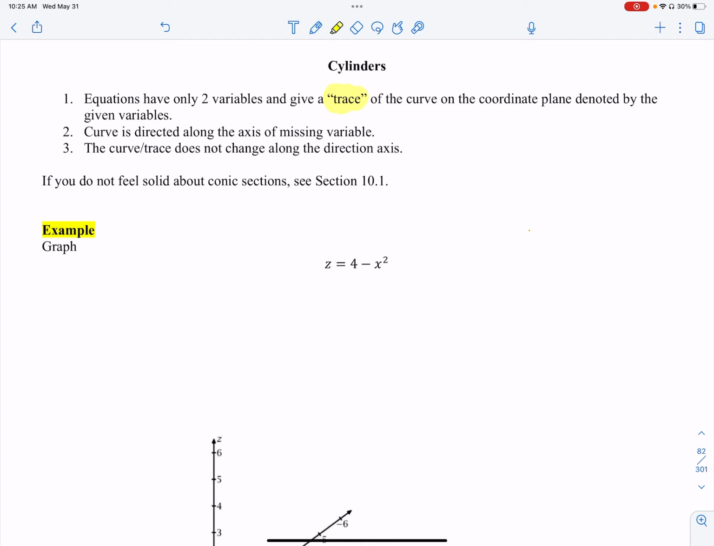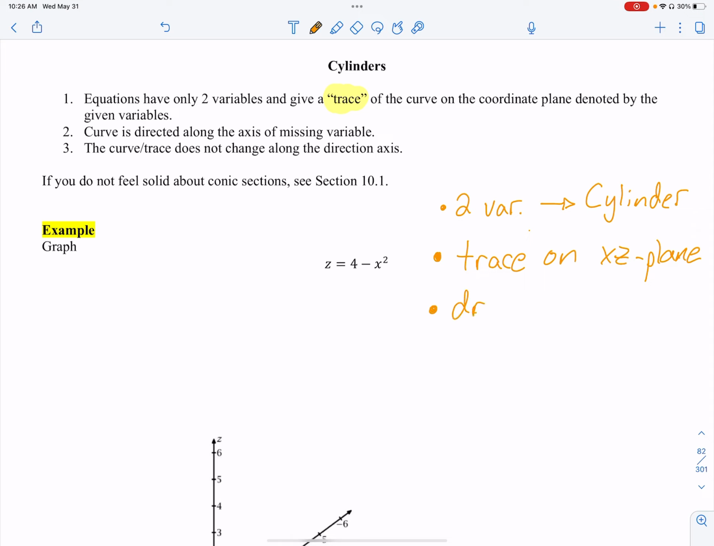So what they mean is, notice that this equation has two variables. Since it has two variables, this tells me that it is a cylinder. The trace, the graph that's actually drawn, has an x and a z, so the trace is going to be on the xz plane because those are my two variables. And then this cylinder is going to be directed along the y-axis, the missing variable.